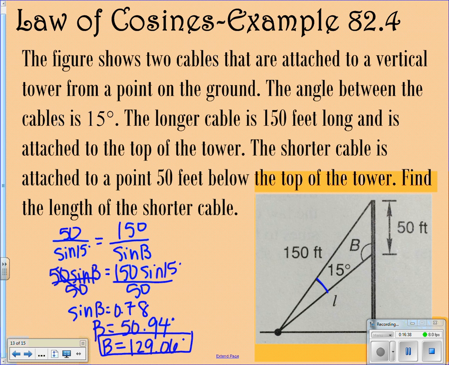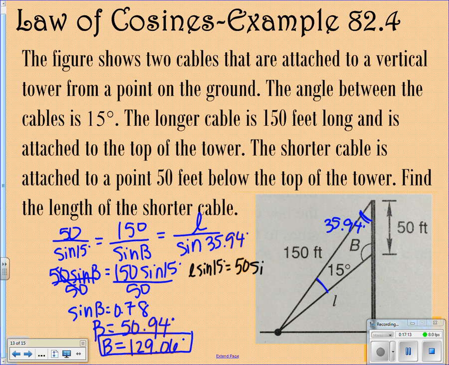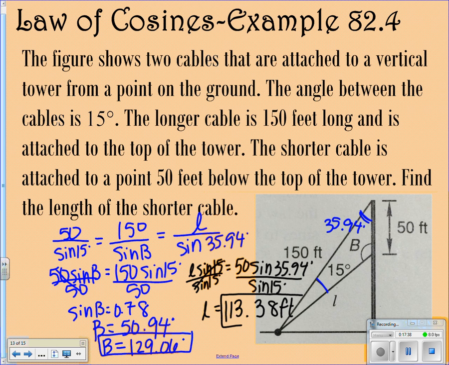Okay, so that's b. Now I can find this angle up here. So I'm going to say 180 minus the 129 and also minus the 15, and that's going to give me 35.94 degrees. And so I can add my third side L over the sine of that third angle, 35.94, and I can use it and the first ratio to solve for my missing side. So I would have L times sine of 15 equals 50 sine of 35.94, and then I'm going to divide by the sine of 15. Okay, and so if you plug that into your calculator, you should get that L equals 113.38, and it is feet, and so that is the length of the shorter cable.